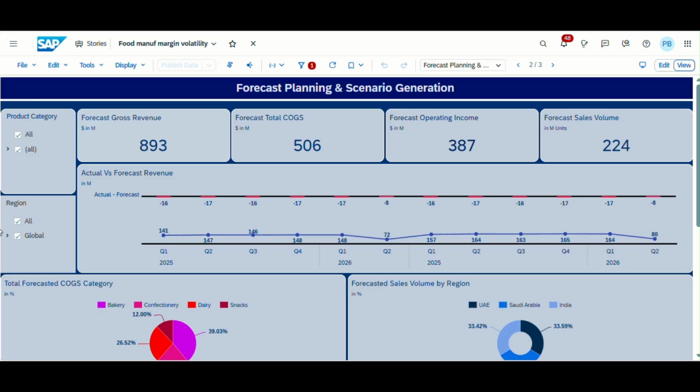Talking about the filters. The product category and region filters allow users to analyze forecast performance for specific product categories and regions. This enables faster, more focused analysis and supports better planning and decision-making. Overall, the forecast planning and scenario generation page helps organizations evaluate future performance, optimize planning, and make confident business decisions.